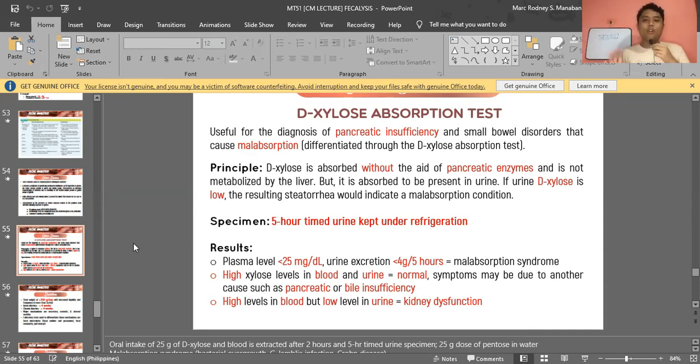All right. So therefore, the cause of your steatorrhea could be pancreatic or bile insufficiency. Now, let's say high levels in blood but it is not seen in the urine. So therefore, there is a problem in the kidneys. Okay? So I hope you get this. All right? So that's the principle of your D-Xylose test. Again, oral intake of 25 grams of D-Xylose. You dissolve it in water and then the patient drinks it. Okay? All right. So that's for the D-Xylose absorption test.